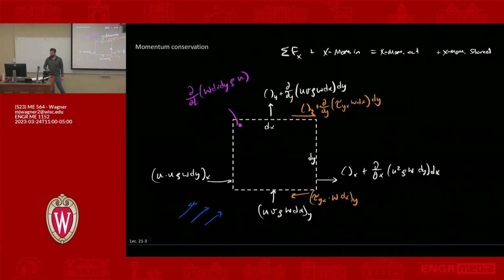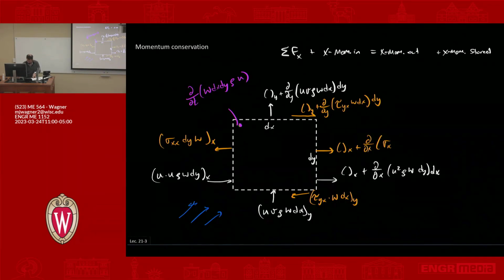Then on these faces, instead of it being tau, it's sort of a normal shearing, and so that becomes sigma. So we write that as, let's see, this way. So it'd be sigma in the x direction on the x face times dy w at x, and then on the other side we'll draw it like this. So it's the same thing plus partial with respect to x of that, so sigma xx dy w times dx. Okay, so shear forces are taken care of.